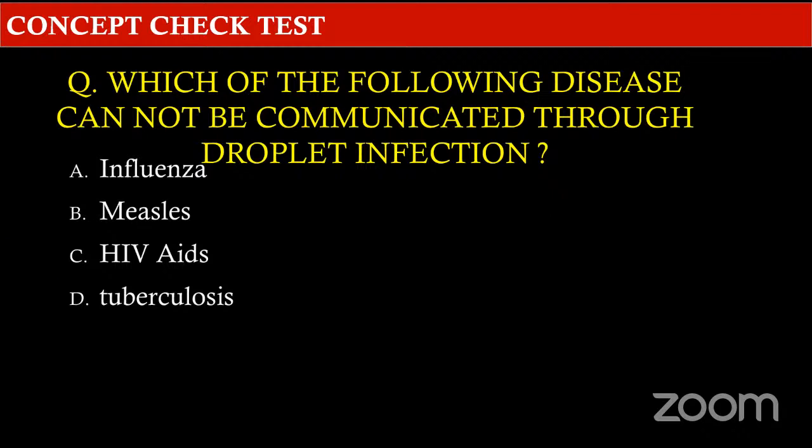Okay, the correct answer is HIV/AIDS. HIV is not transferred through droplet infection. Influenza, measles, and tuberculosis are all transferred through droplet infection.